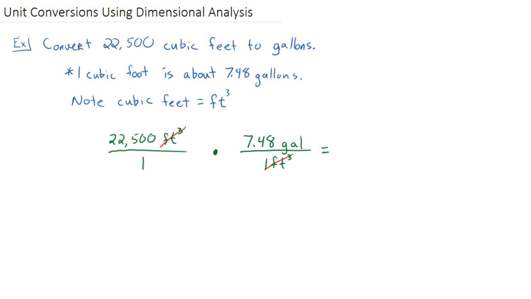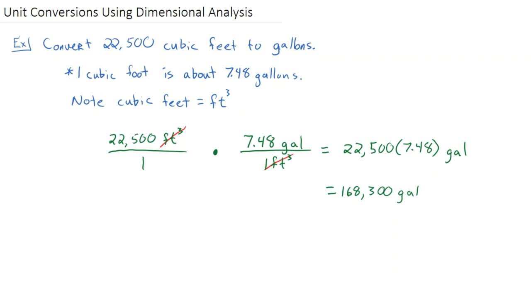So what we can do now is take our 22,500 times the 7.48, and we also still have our gallons because they weren't able to cancel out with anything. Doing the math on that, it gives us 168,300. So 22,500 cubic feet is equivalent to 168,300 gallons. So that's how it works.